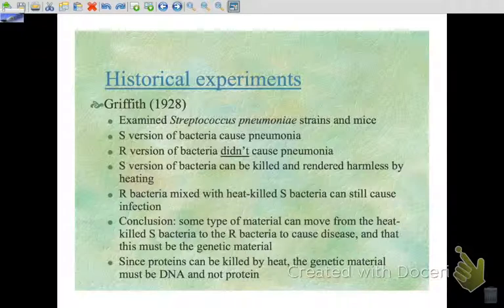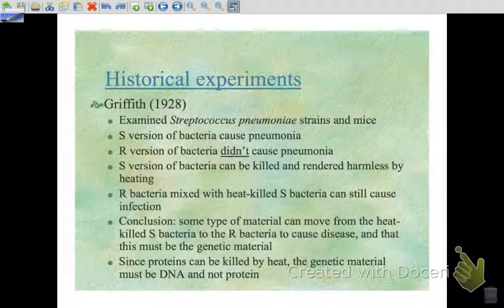And it didn't hurt the non-living bacteria, non-live cell bacteria, the R version, and it did not kill the mice. Then what he decided to do was he decided to heat kill. He heated up that S version so high to kill the bacteria, because the S version was the live bacteria, he killed it. We also know what heating does to proteins.